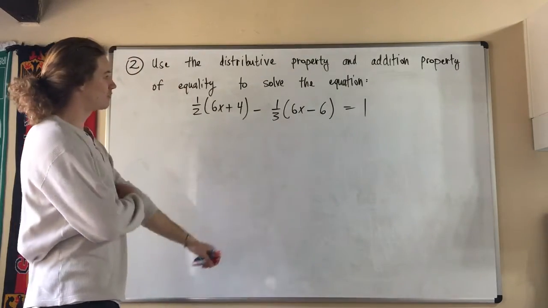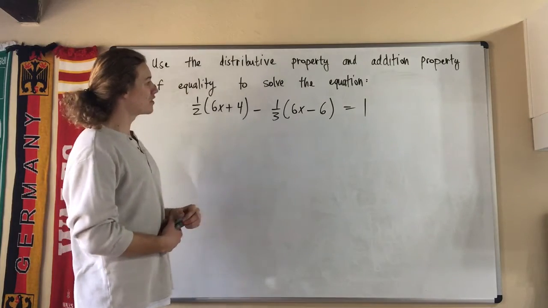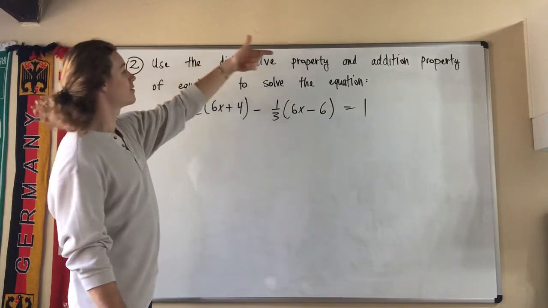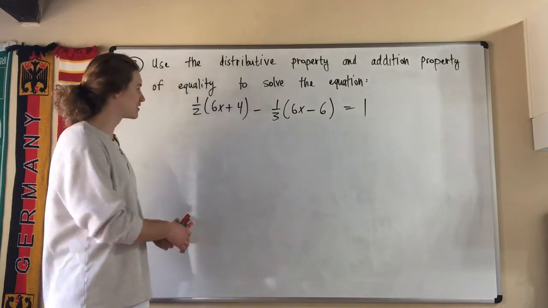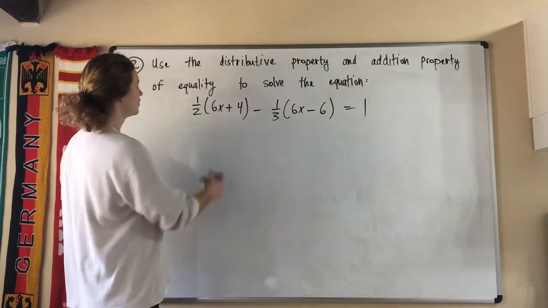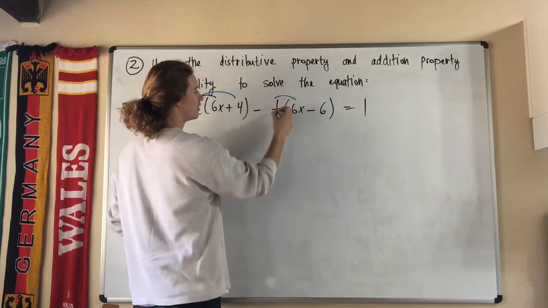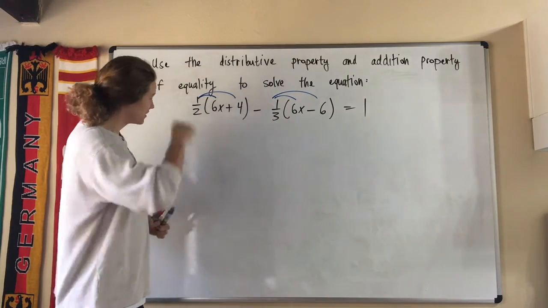So to solve this problem, notice that this is a linear equation in one variable, in the variable of x. The way that we'll solve this problem is we're going to isolate x, in this case using the distributive property and the addition property of equality. You could also choose to work this other ways. This is the way I chose to work it out. We'll begin by distributing. We'll distribute the 1/2 to the 6x, 1/2 to the 4, and 1/3 to 6x, and 1/3 to negative 6.